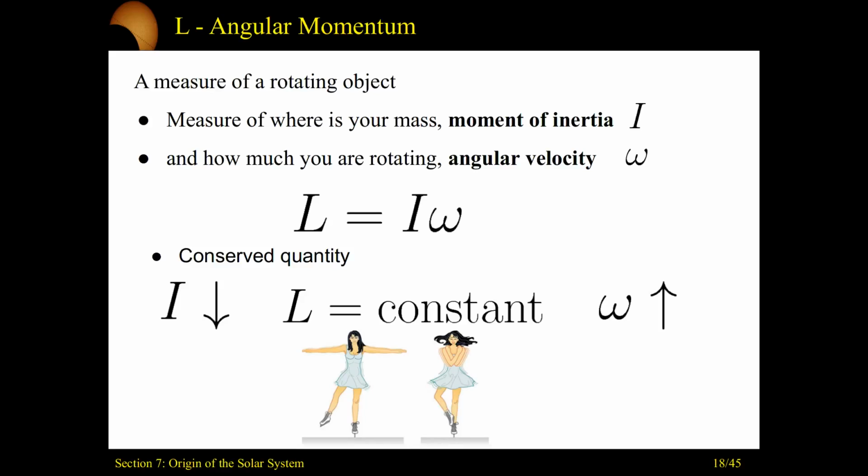Momentum is a measure of how much something's moving. It's the product of its mass and its velocity. The more massive something is and the faster it's going, the greater its momentum, and correspondingly, the greater the force necessary to change that momentum. Well, angular momentum is the rotational analog of this momentum.